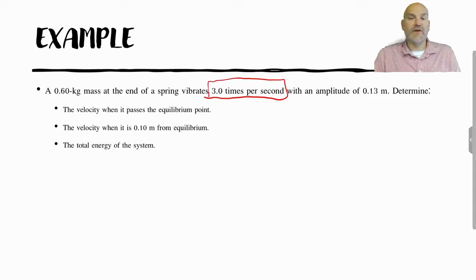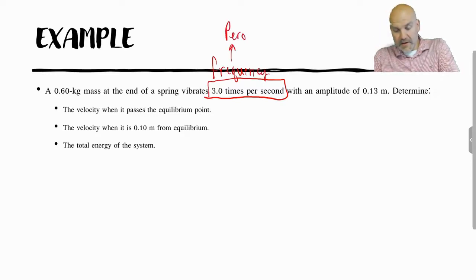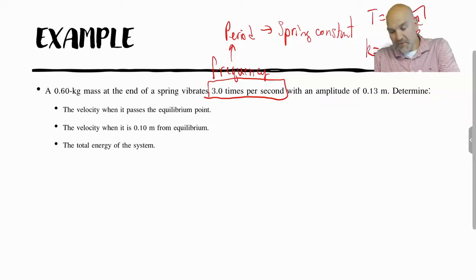So this number right here, this 3 times per second, that's actually our frequency, which will lead us to the period, which leads us back to the spring constant. So that's the first thing that we're going to look for, is to determine the spring constant. And so we're going to start with the equation T equals 2 pi square root of m over k. And we're going to solve this for k, which is going to be 4 pi squared m over T squared. And so you plug in the numbers.